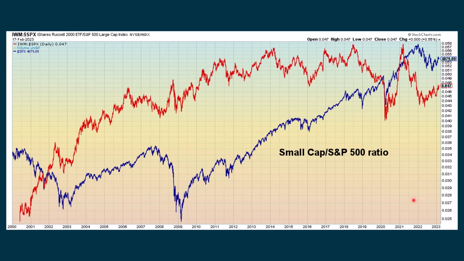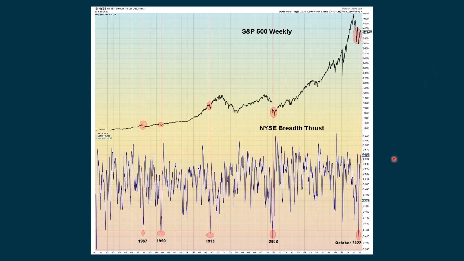And then looking at the small caps against the S&P 500, that's this red line. When we're really breaking out with the small caps, that can really help the blue line, which is the S&P 500. And then we set a low back in October with our NYSE breadth thrust, and now we're coming up out of that. That is a longer-term positive signal. Doesn't mean we're going to go up from here, but it does bode well looking out 1 to 2 to 3 years.